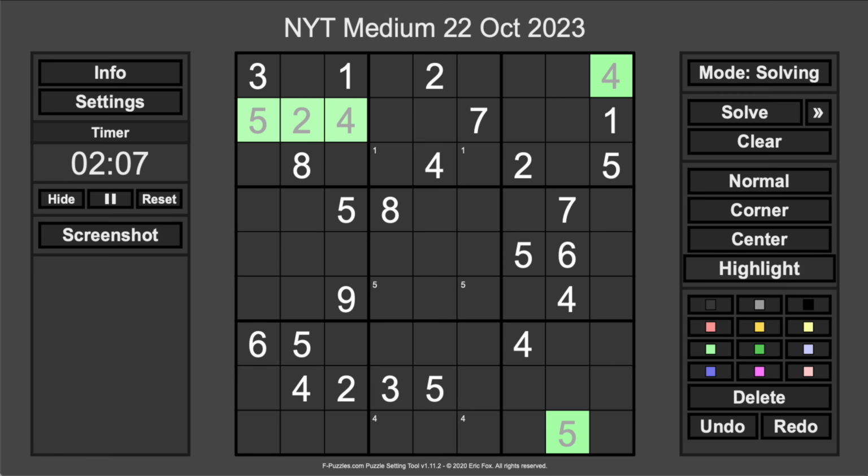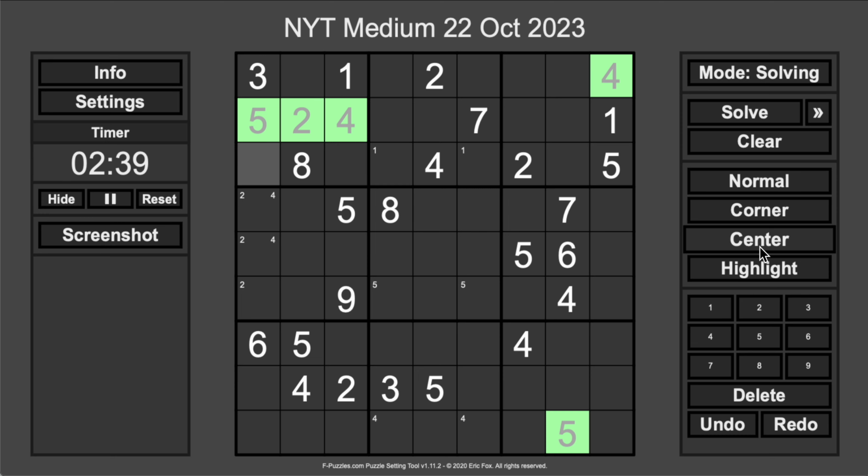Now I've got two in one of these, and fours in one of these. Let's see. Box one is missing 6, 7, and 9. This can't be 6. This can't be 9. And this, unfortunately, can be any of those three digits.